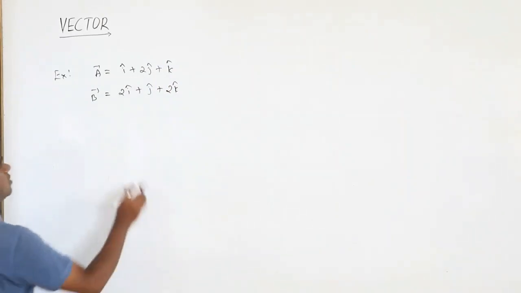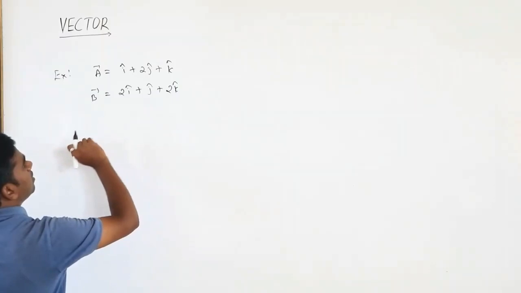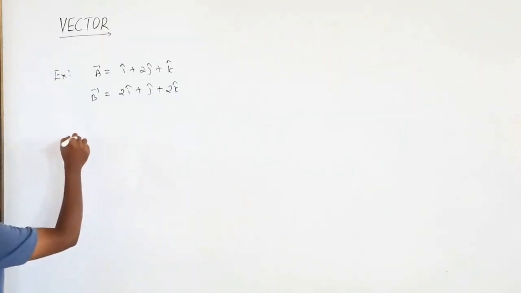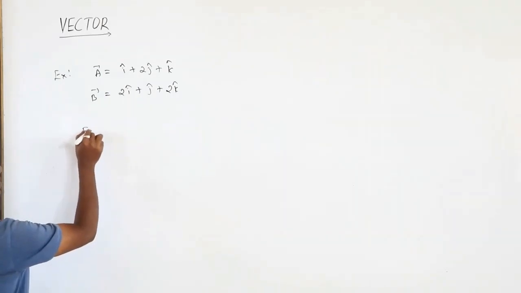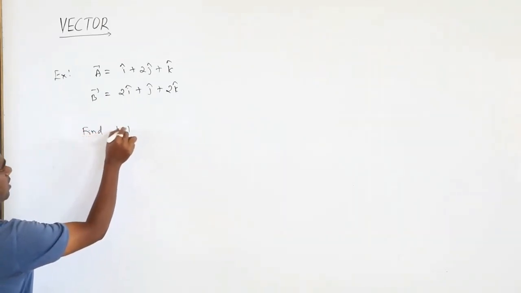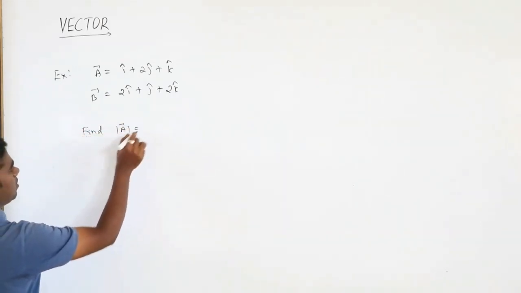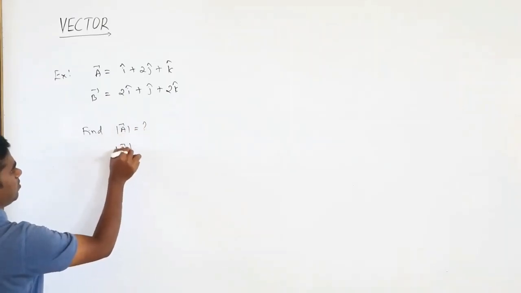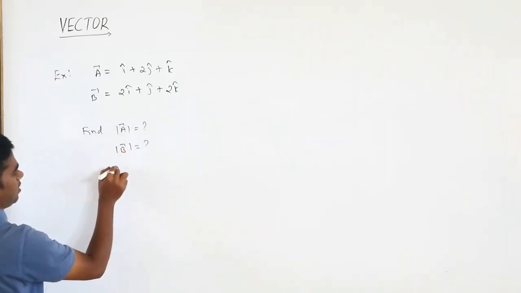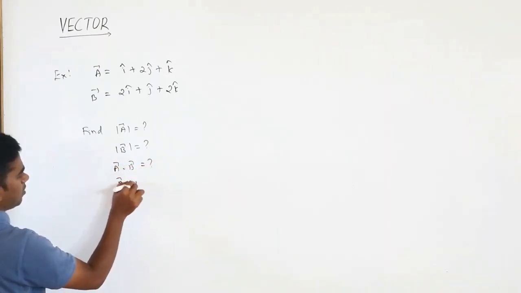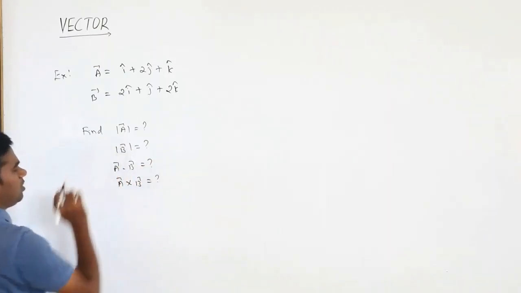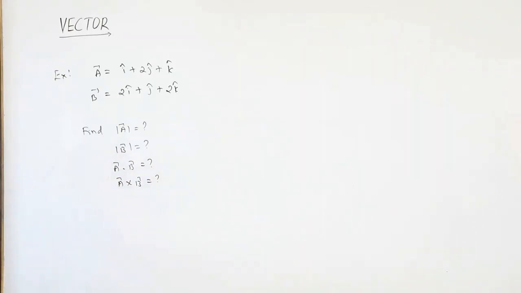Now let me find the magnitude of vector A, the magnitude of vector B, and find A dot B and A cross B. So all these 4 questions they are asking, so you have to find the solution for all these 4.